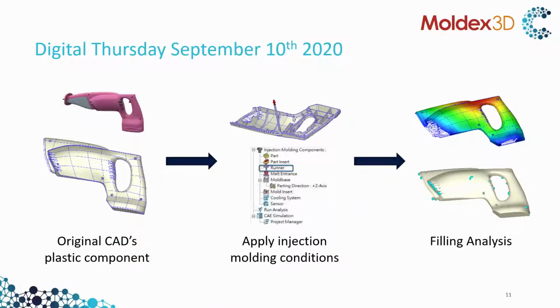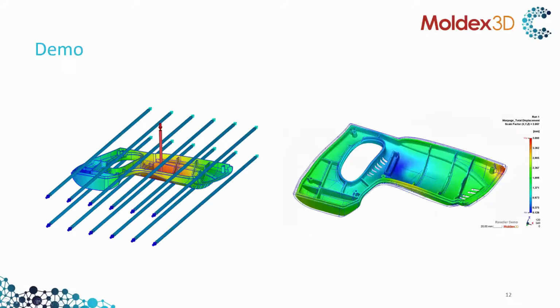Now in the demonstration of today we will be building on the webinar that we have done on the 10th of September. There we set up an initial filling analysis starting from NX with the Moldex3D sync module and showed how you can quickly make an adjustment in CAD to improve the filling of the mold. So if you've not seen this webinar, you can watch this back through our website or YouTube channel, or by clicking on the link in the description of this video.